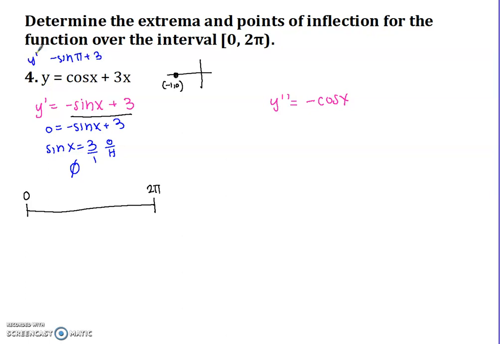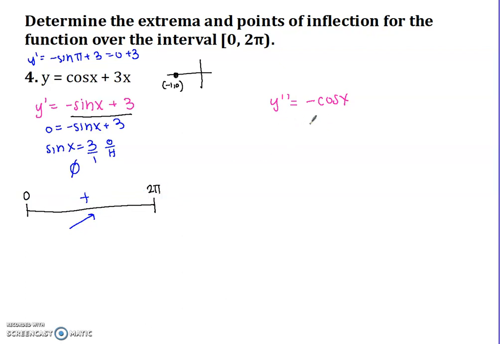So if I do negative sine of pi plus 3, I'm just seeing if the first derivative is going to be positive or negative. Well, sine of pi is 0. Remember, sine is the y value. So that'll be 0 plus 3, which is a positive number. So that means this function is increasing over this entire interval.